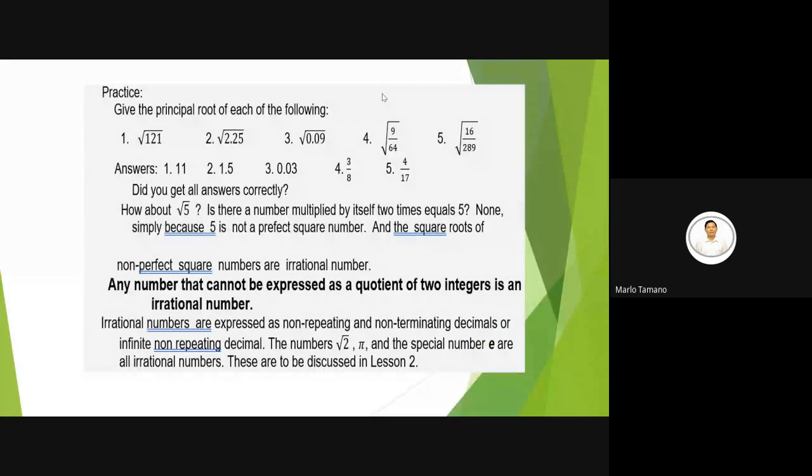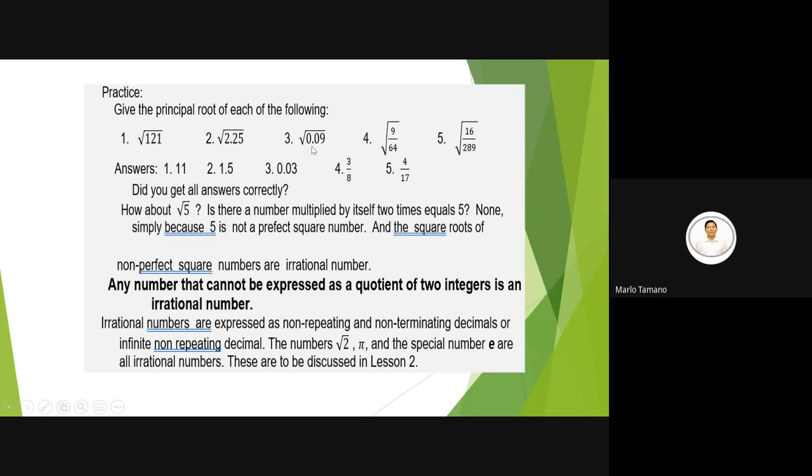Now, practice. Give the principal root of each of the following. May sagot na tayo dito sa baba. So, the square root of 121 is 11. How come the square root of 121 is 11? Because if you multiply 11 by itself, that is 121. So 11 times 11 is 121. Yes, that is correct. How about this one? The square root of 2.25. The answer is 1.5. If you multiply 1.5 by itself, it gives you 2.25. Your answer is correct. Okay?